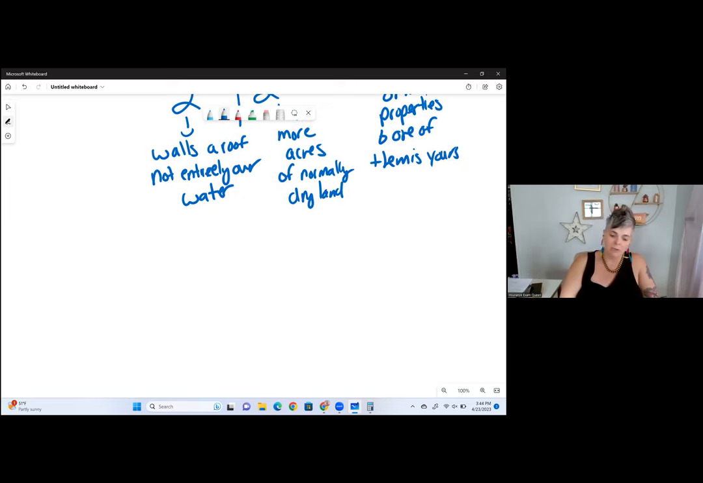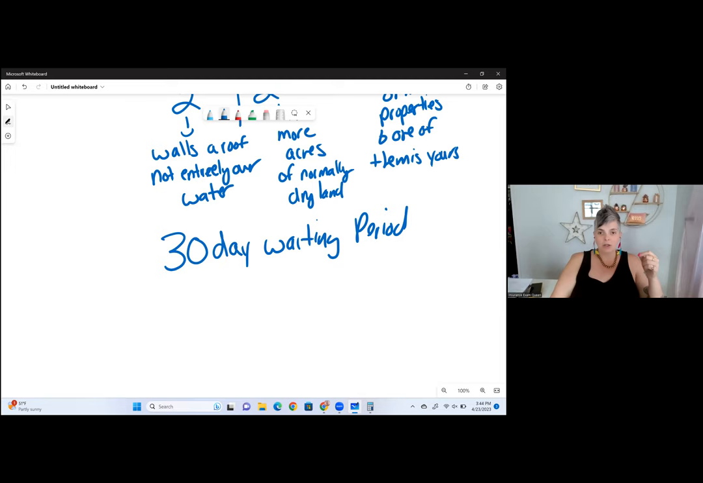The next thing you want to remember with flood is there is a 30-day waiting period. They don't want you to buy flood only when you need it. They want you to buy flood all the time, because flood insurance, again, is a government-run program, and they have to use tax money if they don't have enough premium money. So when they are paying out these claims, they want to be collecting premium all the time. They don't want to collect premium just when a flood is about to come.